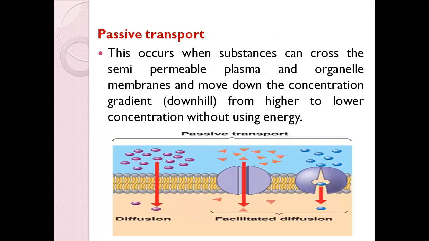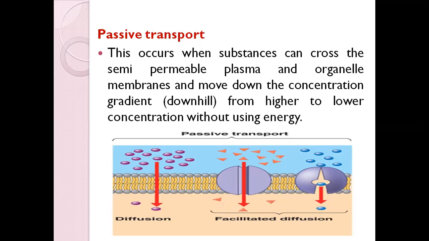So this is passive transport. Passive transport is the movement of substances across the semi-permeable plasma membrane and organelle membranes, and it moves down the concentration gradient. How does that process actually happen? Whenever we say downhill, the movement of substances or fluids usually occurs from the higher to the lower concentration. It is through this process that they are able to cross.